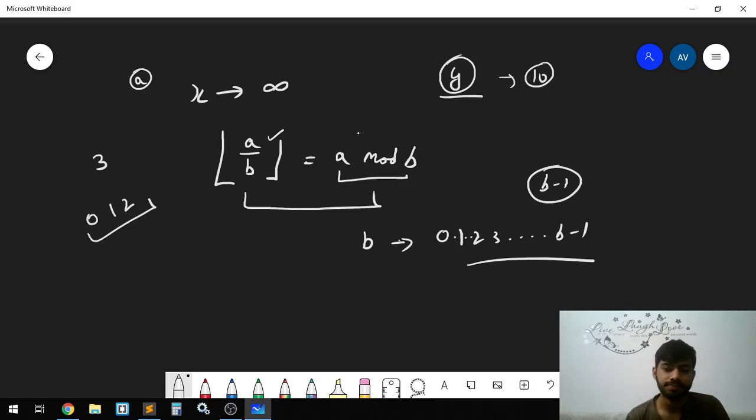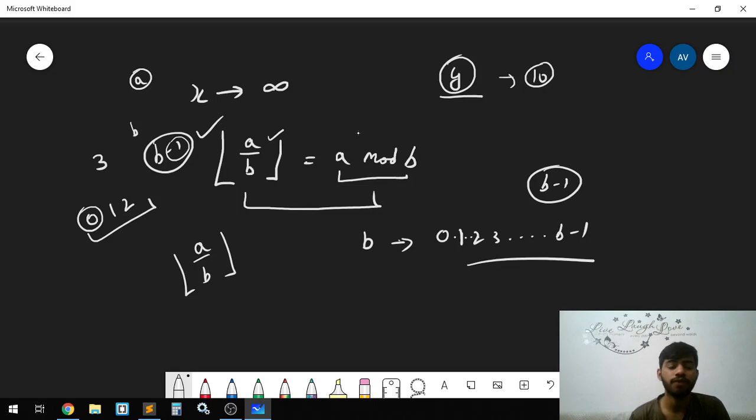Because of a mod b, I can take a as anything, but its mod is always between 0 to 2. Okay, so now what we see is that for a number b, we can find a maximum of b minus 1 elements, right? Why am I doing minus 1? Because if a mod b is 0, then it is impossible for the floor value to be 0, right?